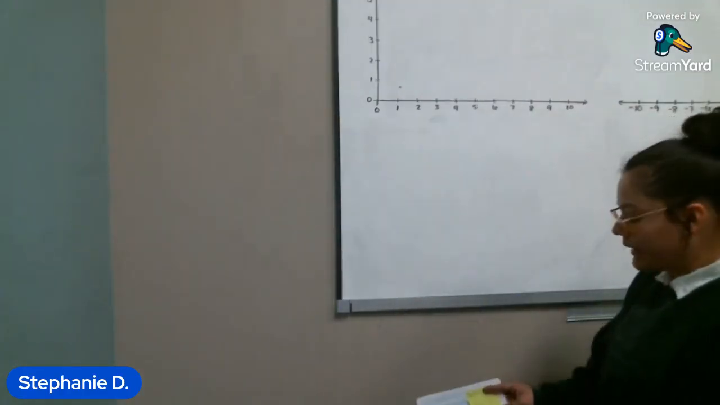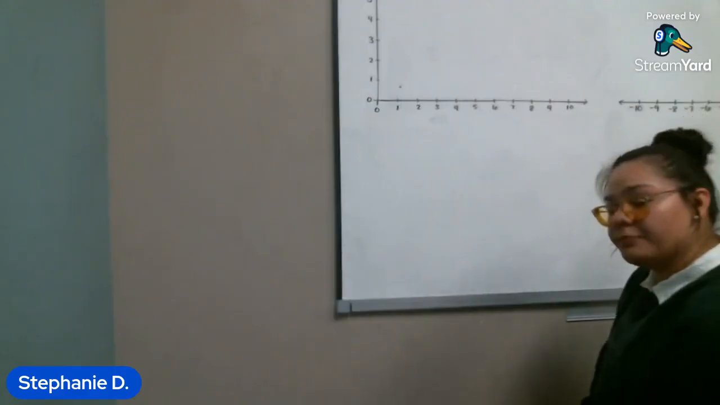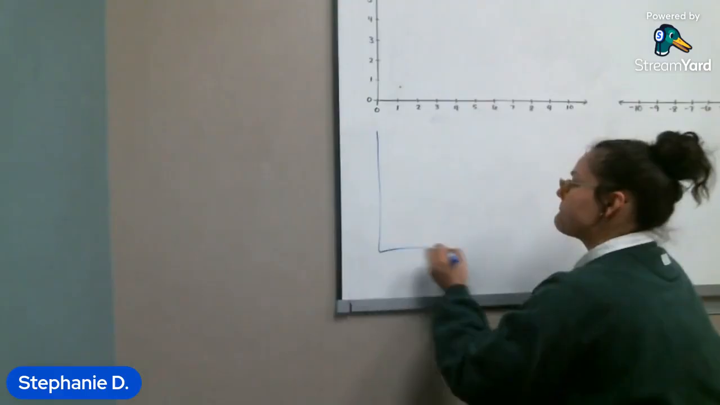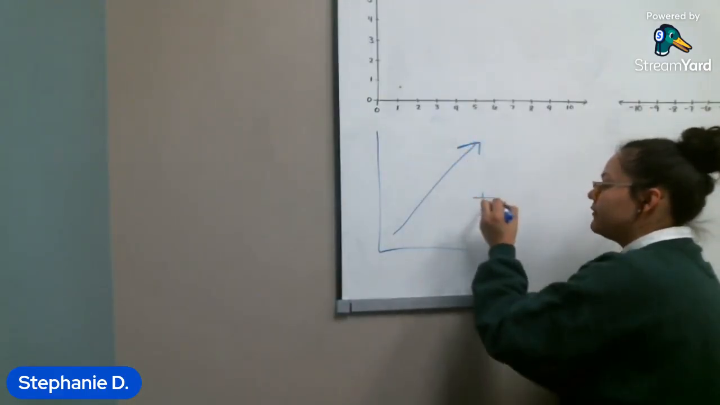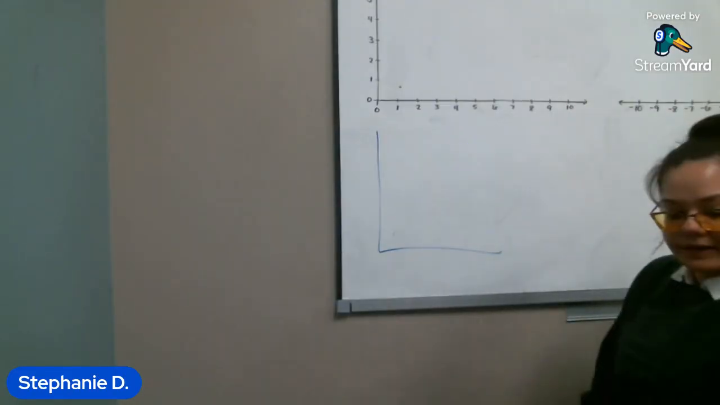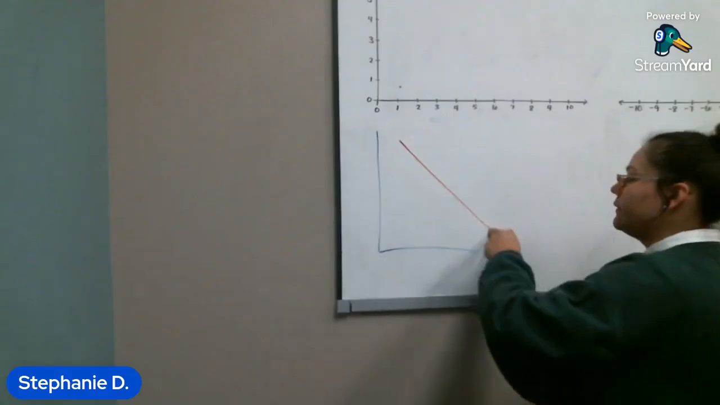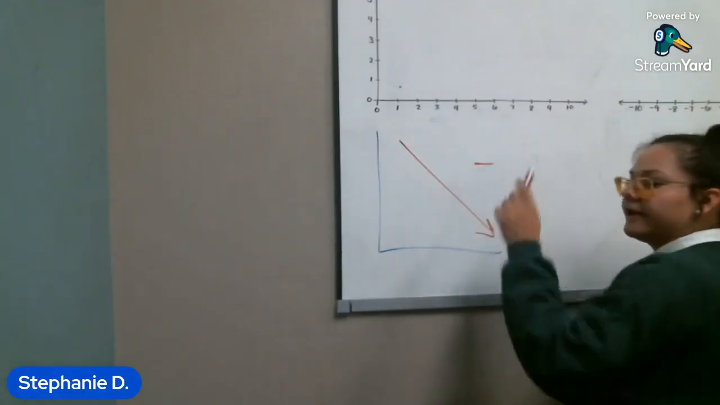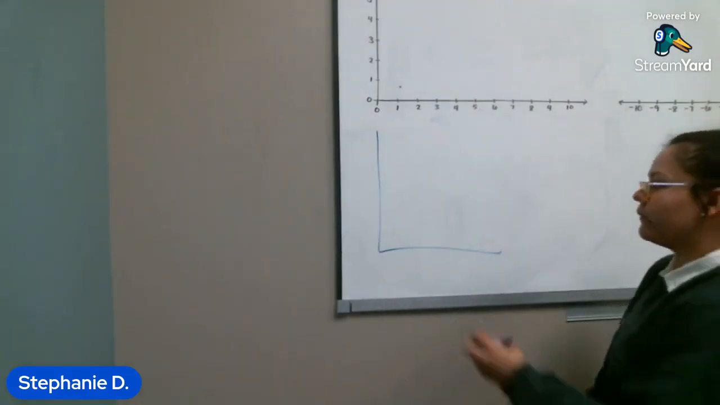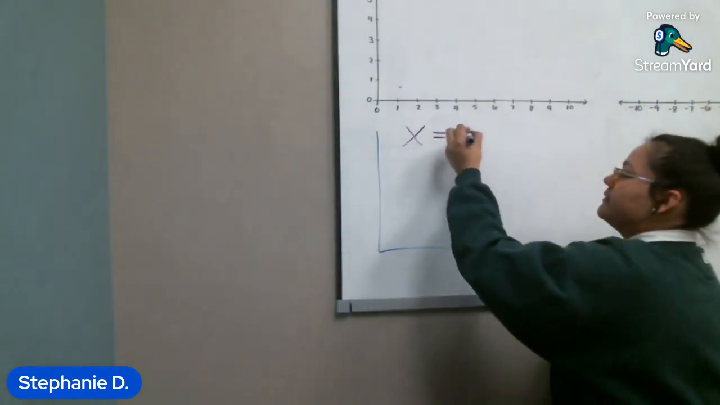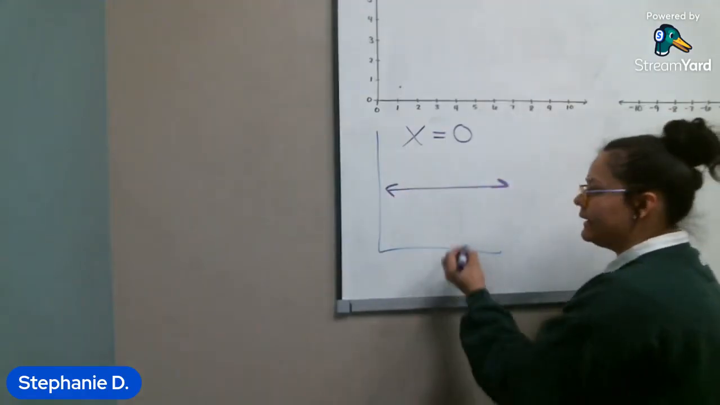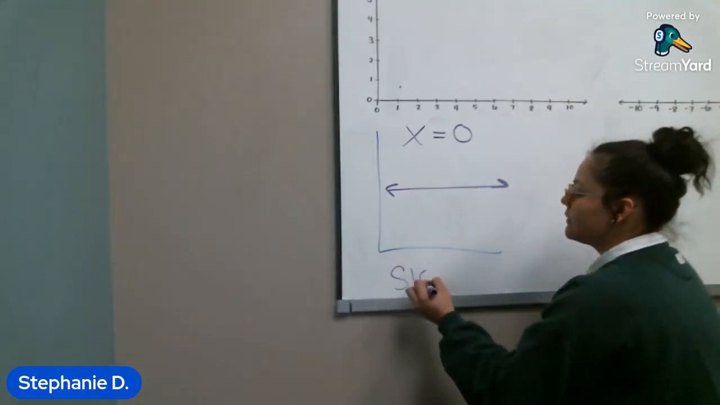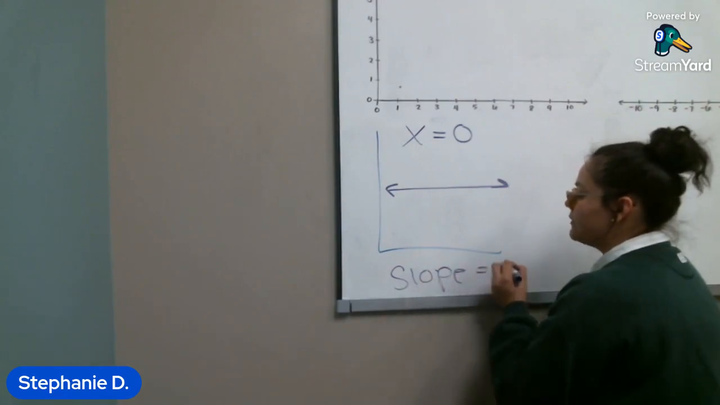With a positive slope, you'll get a positive answer. With a negative slope, you'll get a negative answer. With a flat line, your slope will equal 0.